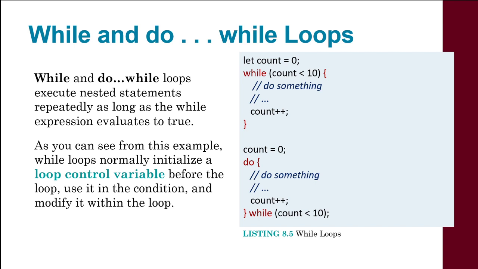The bottom one is the exact same thing. You're setting your variable count equal to 0, telling it to do the thing. So you have your conditions there, also with your count plus plus, while this thing is true. So it's just whether or not you have the condition before the loop or after the loop.